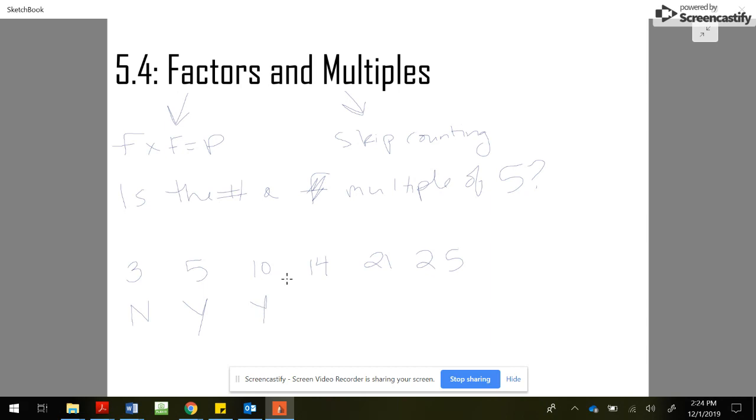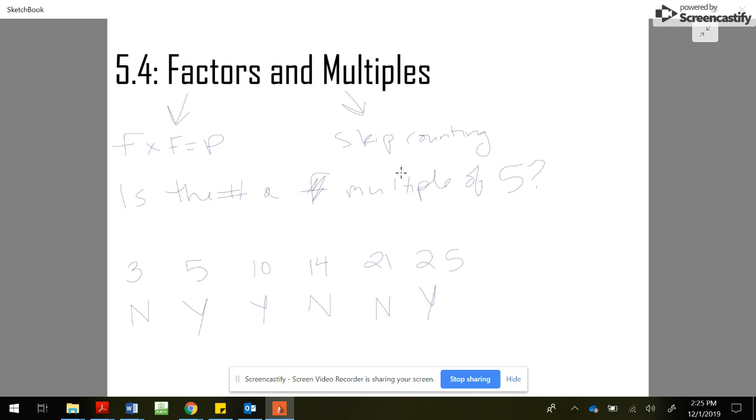If I skip count by 5, will I say 14? 5, 10, 15, nope, I will not say 14. So 14 is not a multiple. When I skip count, I won't say it. 21, if I skip count by 5, will I say 21? 5, 10, 15, 20, 25, nope. You could hear in the last one, 25, 5, 10, 15, 20, 25. If I skip count by 5, I will say 25. So 25 is a multiple of 5.